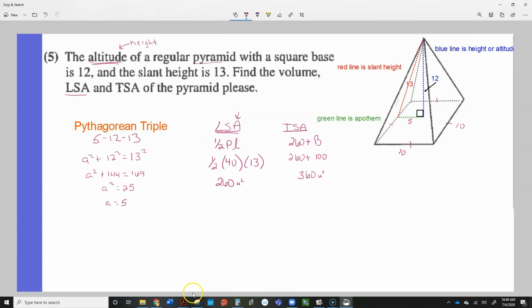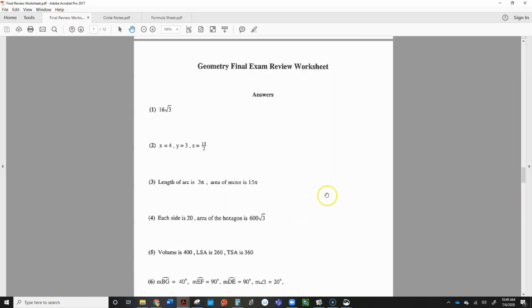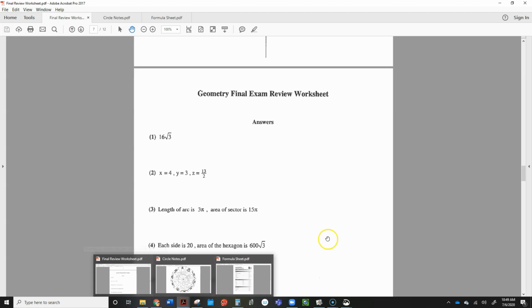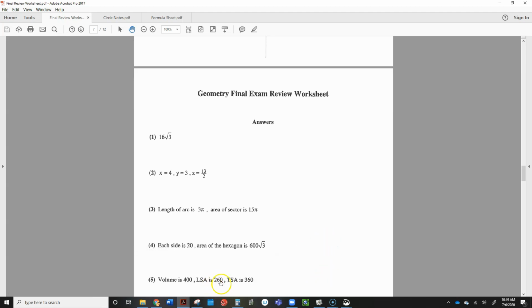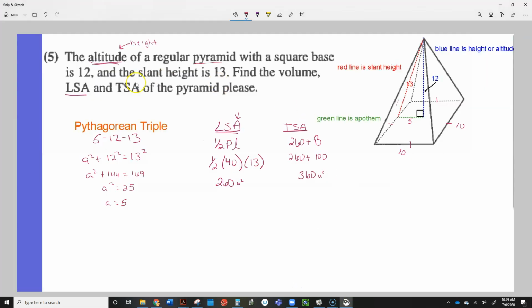All right, I think, did they tell me to find the volume? I don't remember that, but I can certainly go back and find the volume. But we got the lateral surface area 260 and the total surface area is 360. So let's go back and see. Yeah, find the volume. There it is right there. I did not find the volume.